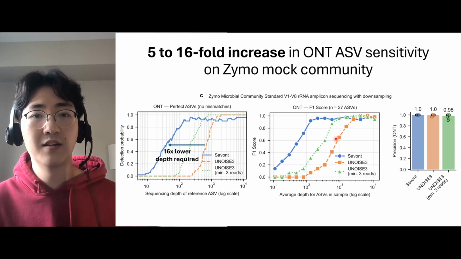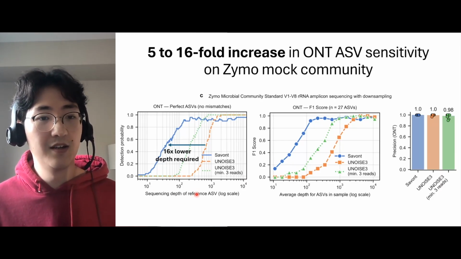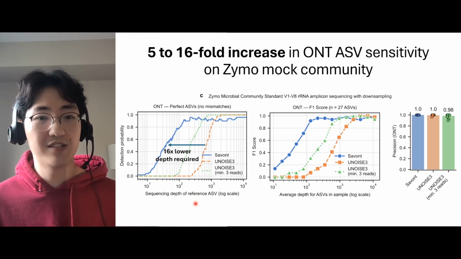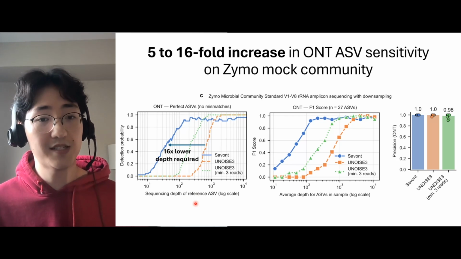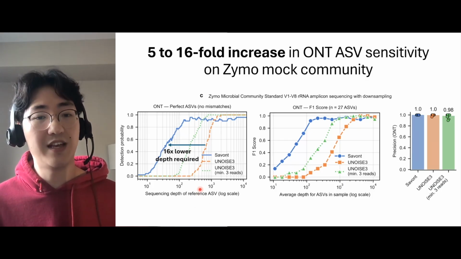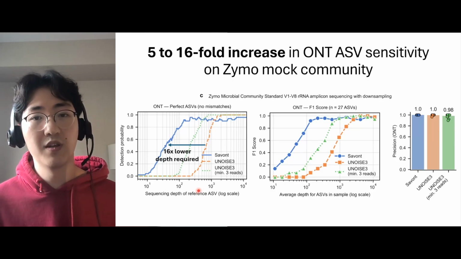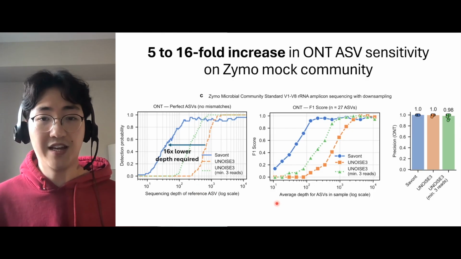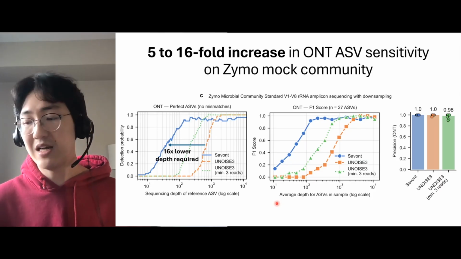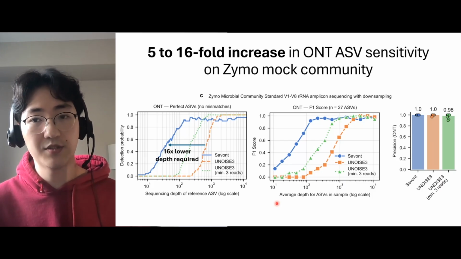So on a mock nanopore community, what we found was that on this left-hand side here, it required 16 times lower sequencing depth in order to generate ASVs compared to UNOISE, which was the previous denoising algorithm. On the x-axis, this is the depth of the ASV you need in order to recover the ASV. And it turns out that our ASVs are still very precise, and we're much more sensitive, but at the same time, the ASVs are high quality. They look like the reference sequences.